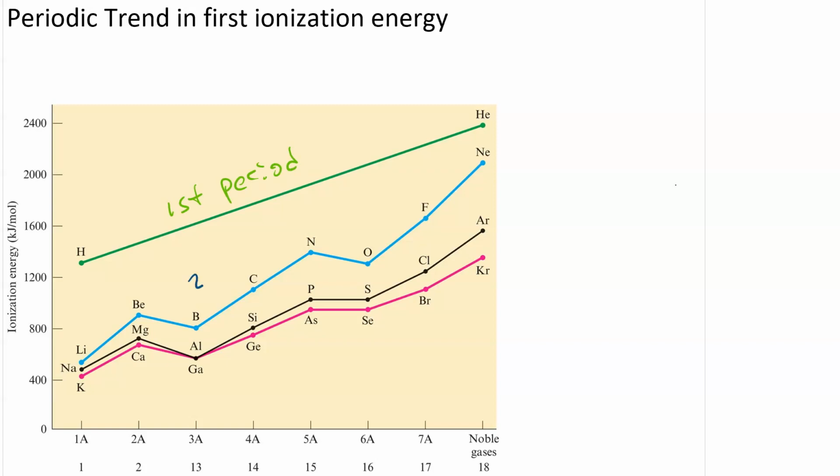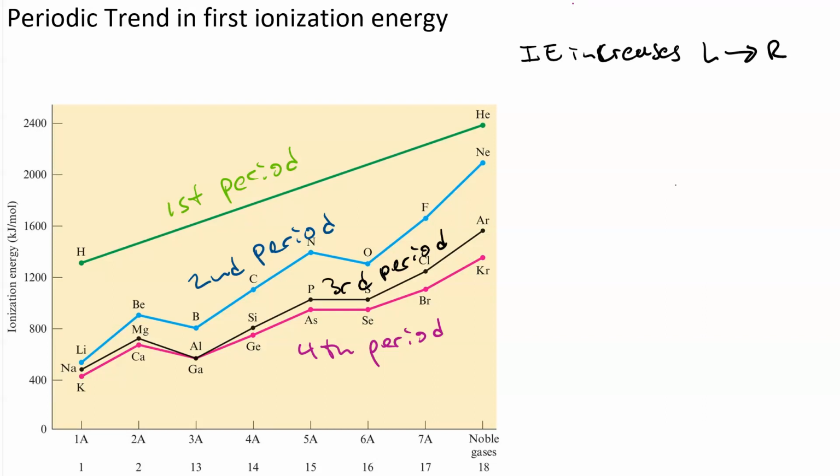The blue is the second period. The black is the third period. And the purple or pink is the fourth period. So, what do we see? First of all, moving left to right, the values all increase. All of these lines have a general slope upward, moving left to right.